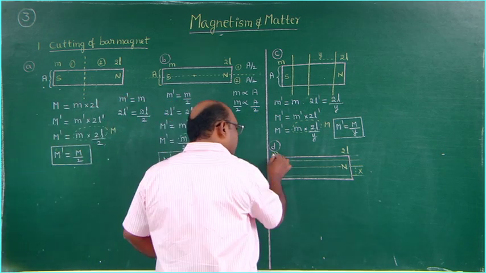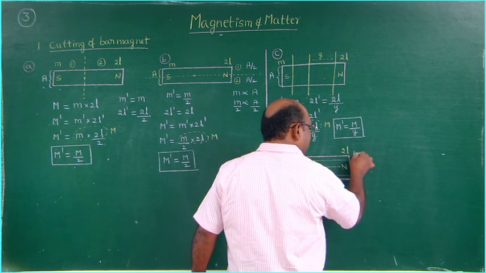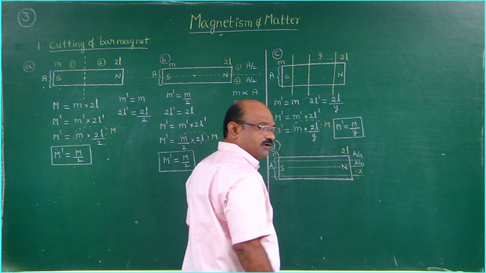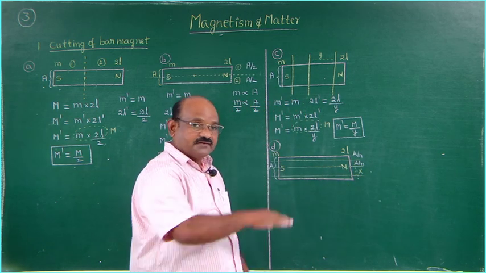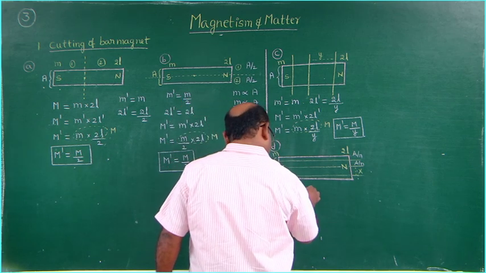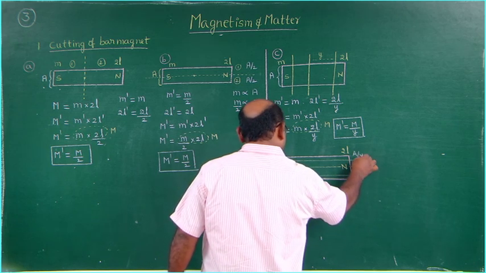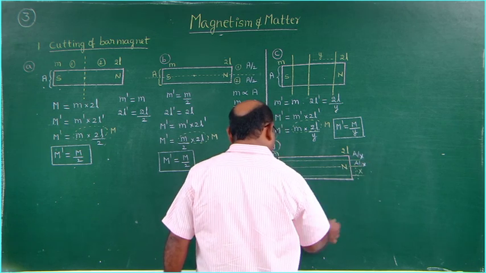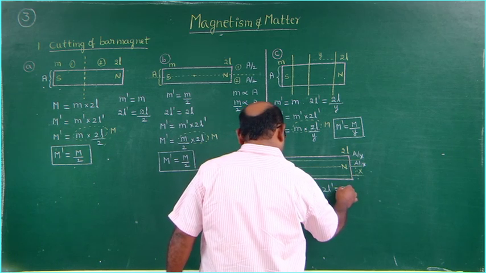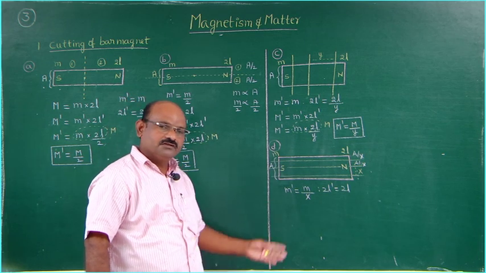And see here, what about the initial face area before cutting? A. So, what happened to the area of each piece? A by n, and so on, because it is made into n equal parts along the x direction. Therefore, the pole strength changes. M dash is equal to, here it is made into x pieces, so A by x only, n pieces mean A by n. So, let us write m by x. What is 2L dash? The effective length or magnetic length does not change. Magnetic length 2L dash is equal to just 2L.